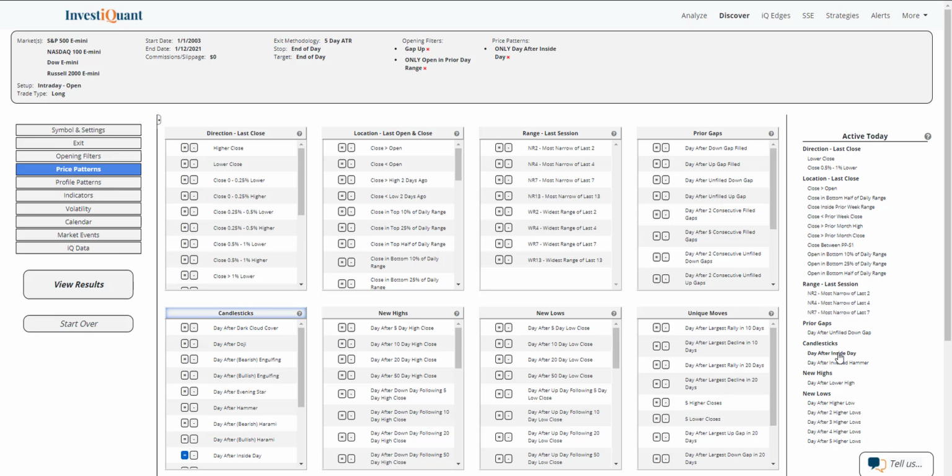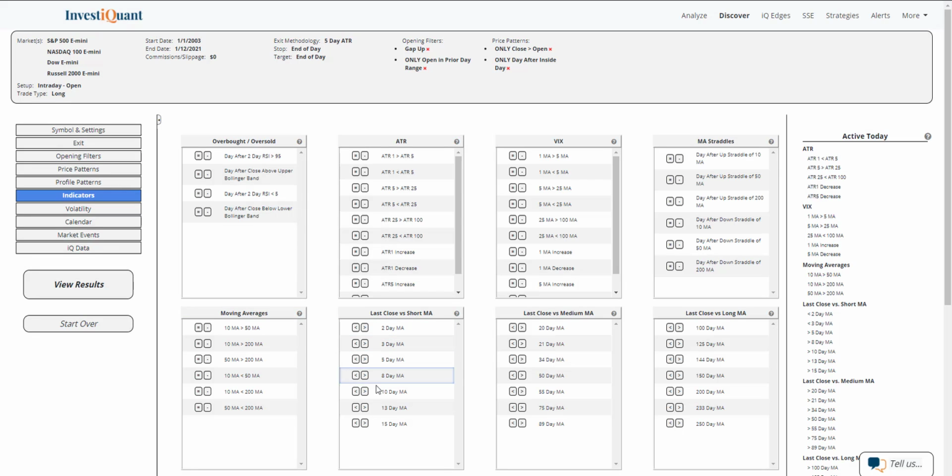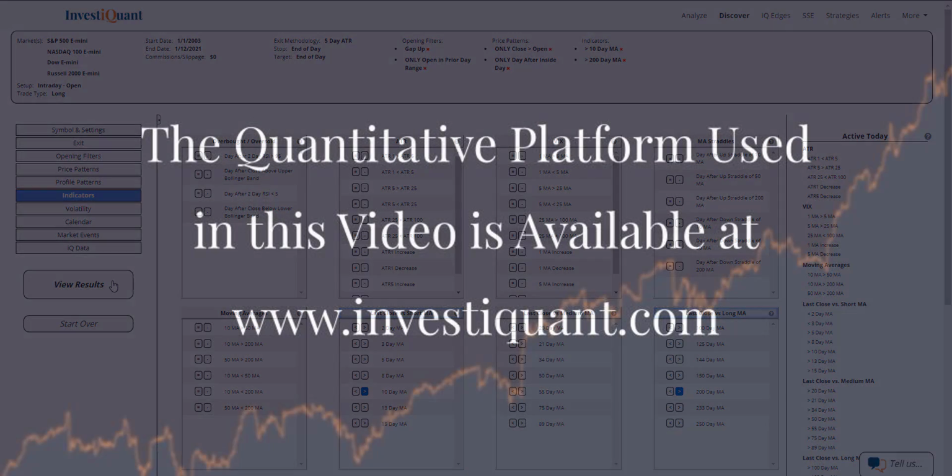And that just means that the high of yesterday was less than the high of the prior day, and the low of yesterday was greater than the low of the prior session. And then I'm going to go into the location last close, and I'm going to say that the last session's close was above the opening print for that session, so that's the top option here. That adds both of those price patterns to the study, and now I can go into indicators, put us in a similar market environment, which is a very strong market. We are above a 10, we are above a 200-day simple moving average, and next click view results.